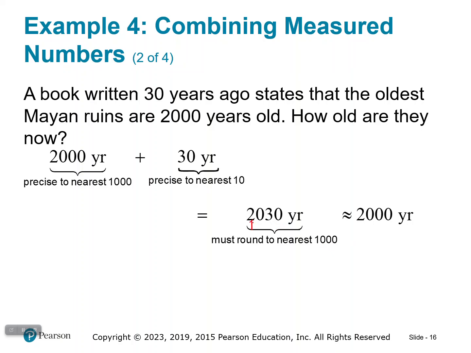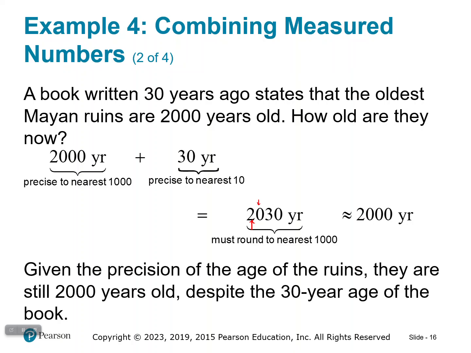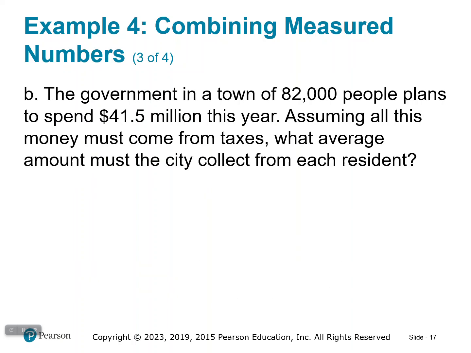When I round to the nearest 1,000, I'll look at the 0. The 0 tells me I leave that 2,000 alone, and the ruins are still just 2,000 years old. Unless the book was more than 50 years old, we would just call it 2,000. Given the precision of the age of the ruins, they're still about 2,000 years old, even though the book's written a while back.